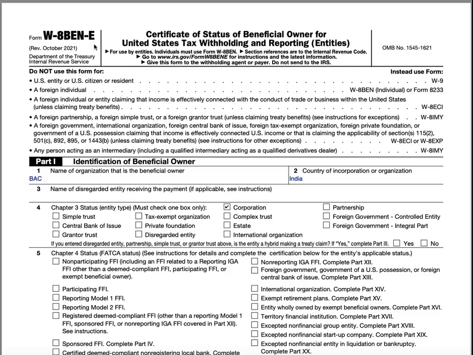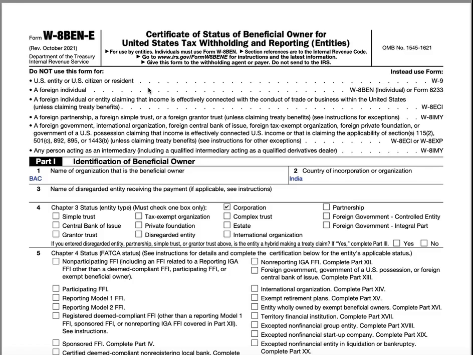The W-8BEN-E form is a form that has to be filled by anybody who is doing business with somebody in the US. Imagine you are a company, or a person living in another country, let's say India, right? And then you have some business transactions, or you are working with an advertiser, or somebody else in the US, and they want to pay you money. In that case, the US company will ask you to fill this form, the W-8BEN-E form.